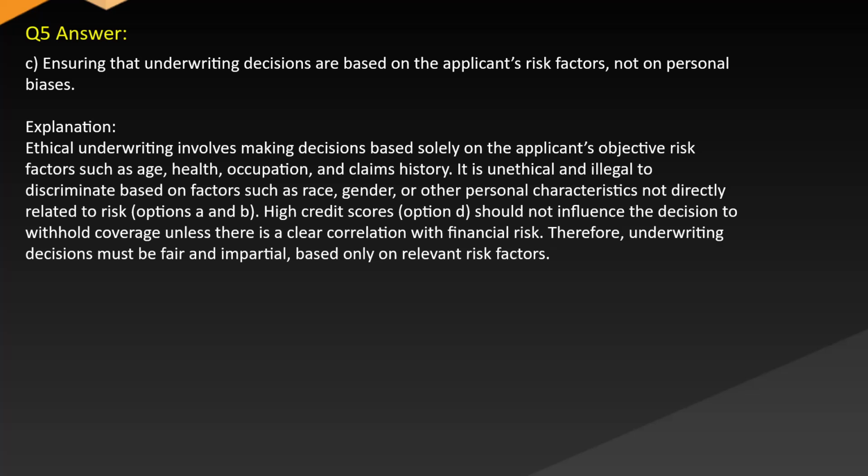Options A and B, credit scores, option D, should not influence the decision to withhold coverage unless there is clear correlation with financial risk. Therefore, underwriting decisions must be fair and impartial, based only on relevant risk factors.